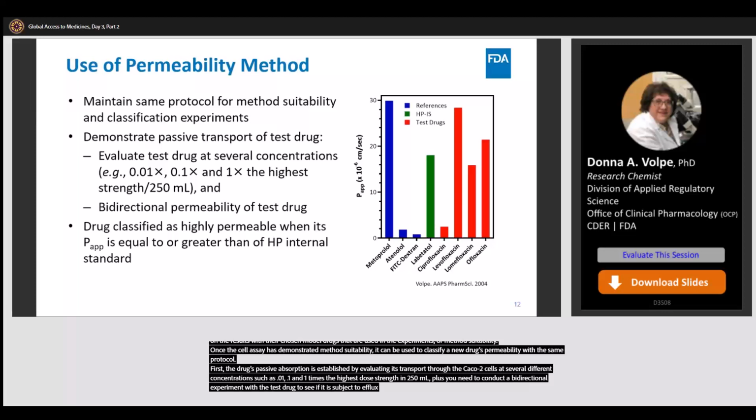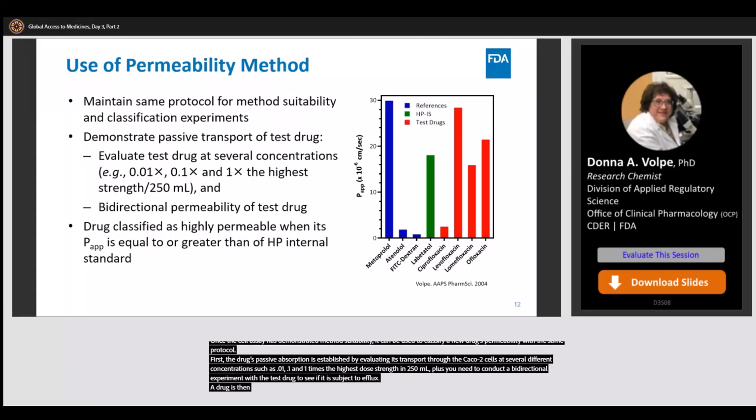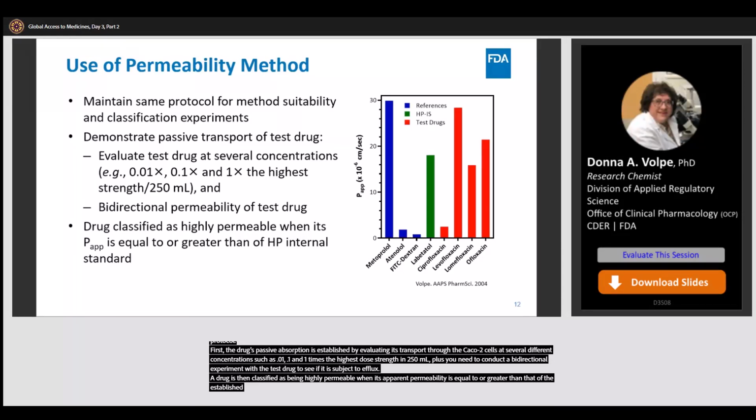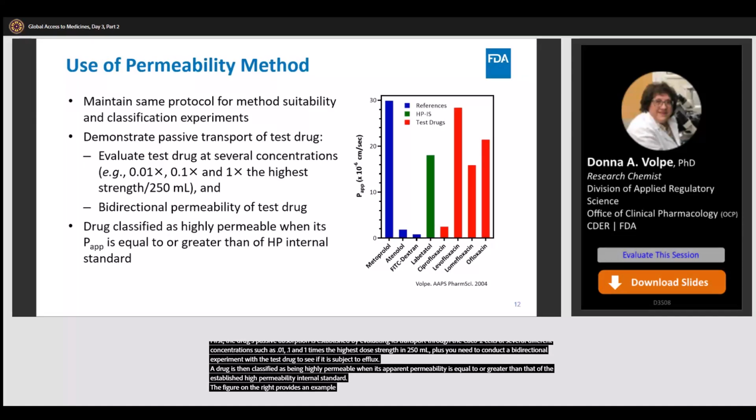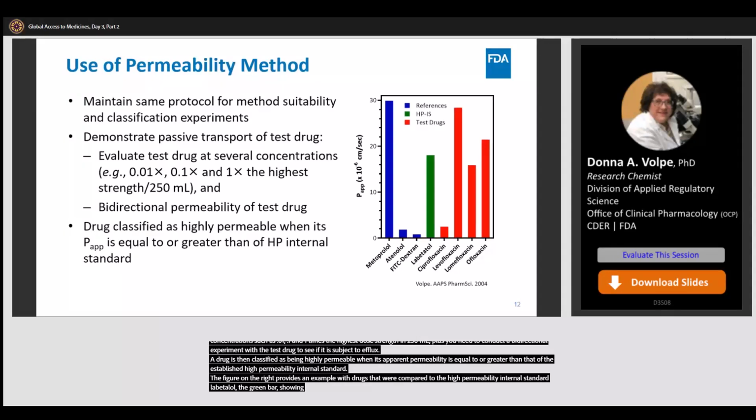A drug is then classified as being highly permeable when its apparent permeability is equal to or greater than that of the established high permeability internal standard. The figure on the right provides an example with fluoroquinolone drugs that were compared to the high permeability internal standard labetalol, the green bar, showing that both levofloxacin and ofloxacin would be considered to be highly permeable as their PA/PP exceeds that of labetalol.